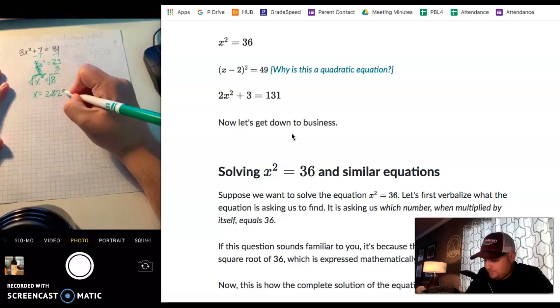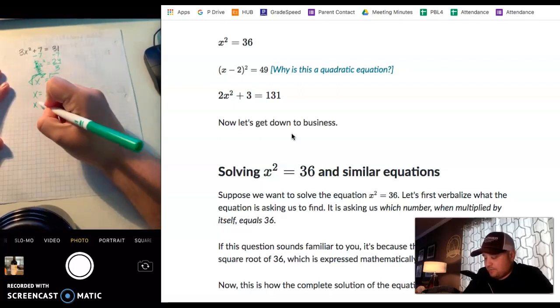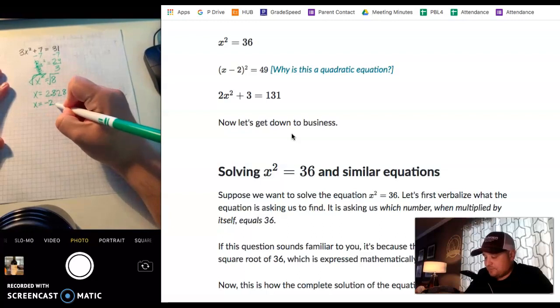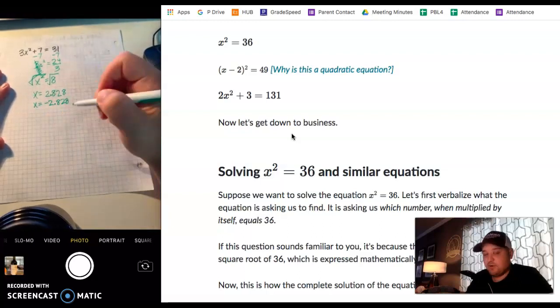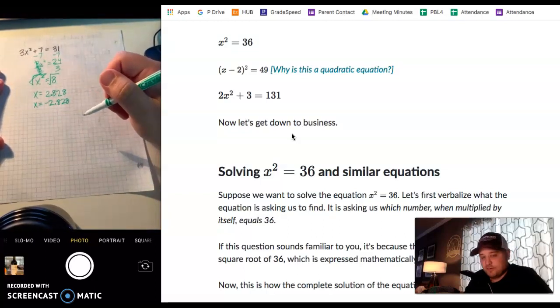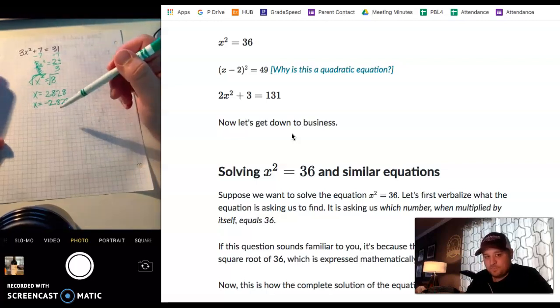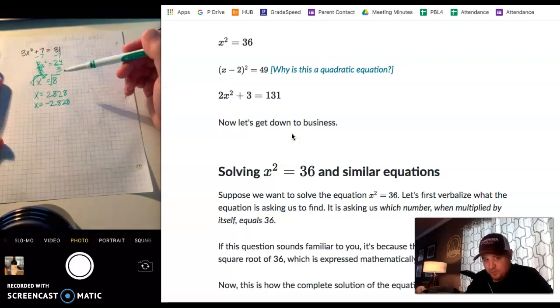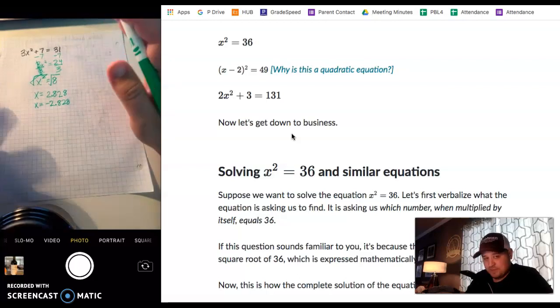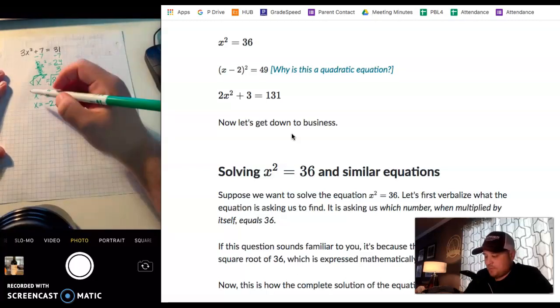2.828. Now don't forget, -2.828 is also an answer here. So positive and negative. This is just to show you through an example that sometimes when you take the square root, you're going to get a decimal, and that's okay. For this assignment, that's okay.